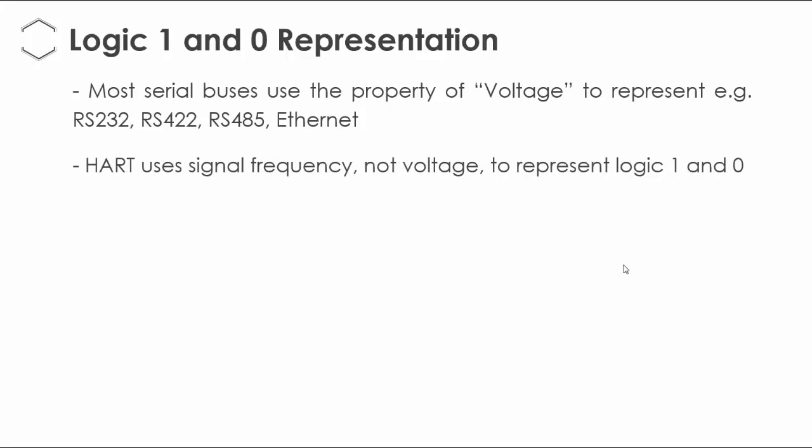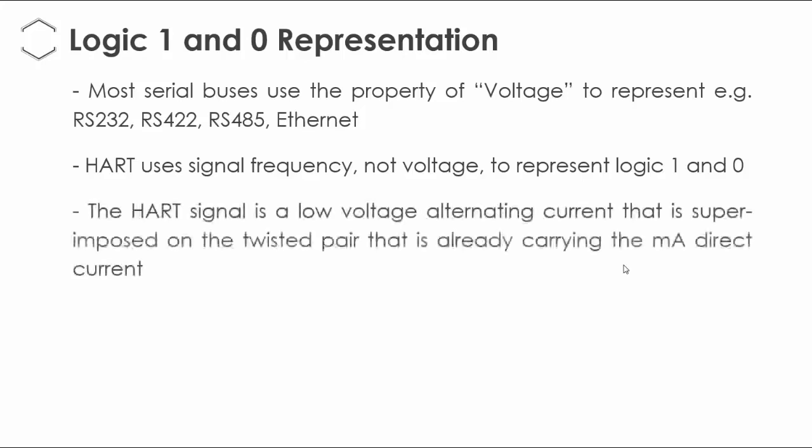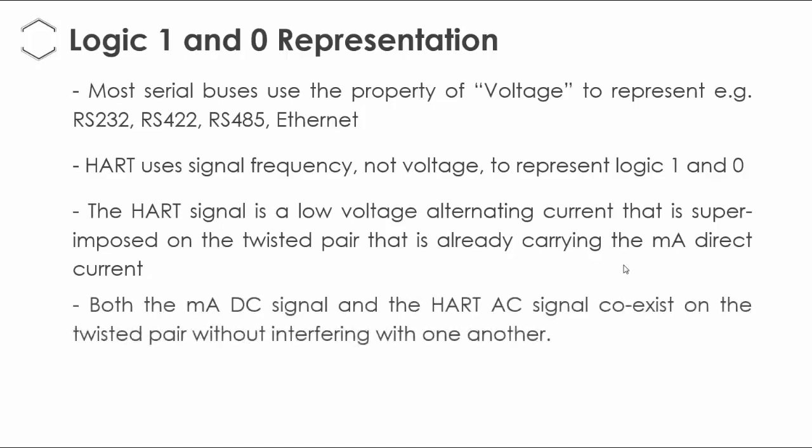In order not to disturb the milliamp current on the 4 to 20 milliamp loop, the HART signal is superimposed as a frequency. The milliamp signal is a direct current and the HART signal is a very low voltage alternating current, and both coexist on the twisted pair wires without interfering with one another.